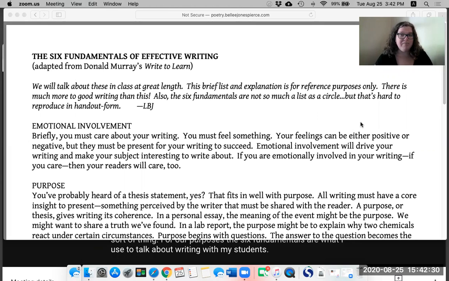And so when I talk about something like emotional involvement or focus, you're not going to necessarily know what I mean unless you have learned about the 6 fundamentals. So that's what we're doing now.